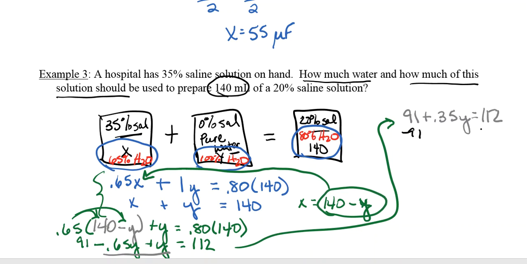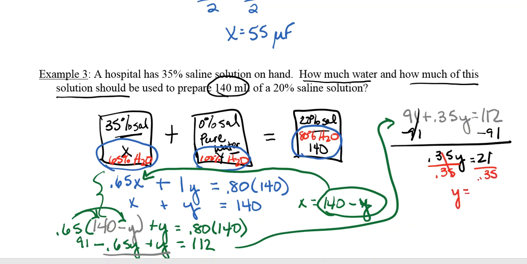I'm going to minus the 91. So I have 0.35y equals 112 minus 91, which is 21. Now I'm going to go ahead and move the 0.35 by dividing it. So 21 divided by 0.35 gives me 60. So I have 60 milliliters of the y, and the y was my water. So how much water? I have 60 milliliters of water.